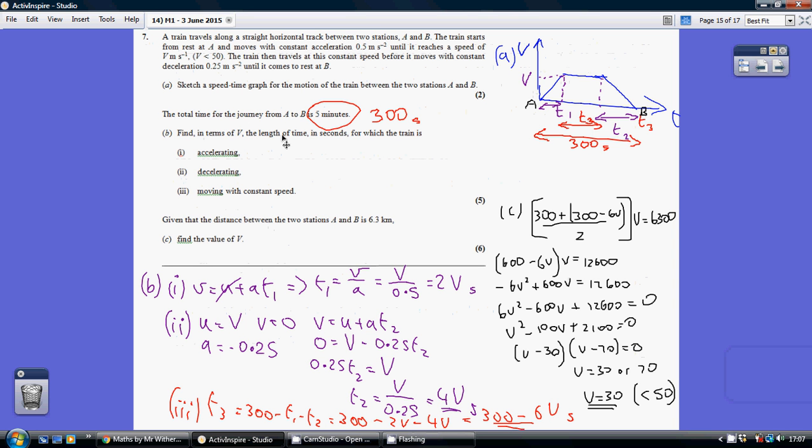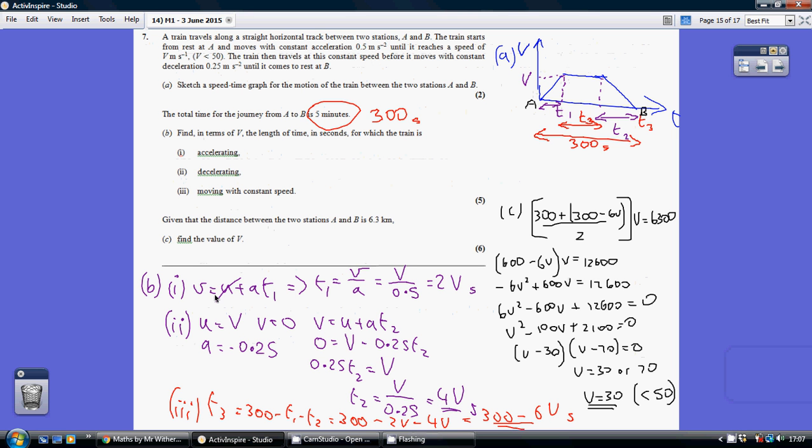Right, part B. Find in terms of V the length of time in seconds for when the train is these three things. So when it's accelerating, so that's this part of the graph here. So what do we know while it's accelerating? Well, our initial speed u was 0. We know that the time taken I'm going to call t1, and we're told in the question that we're accelerating at 0.5 meters per second squared, so a is 0.5.